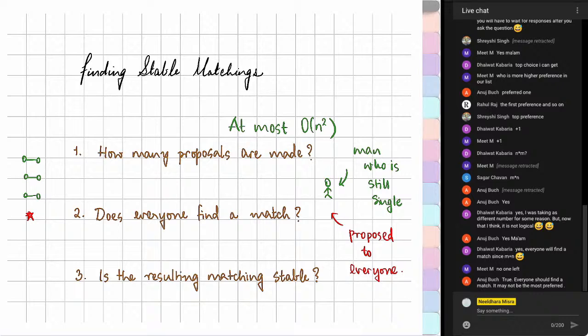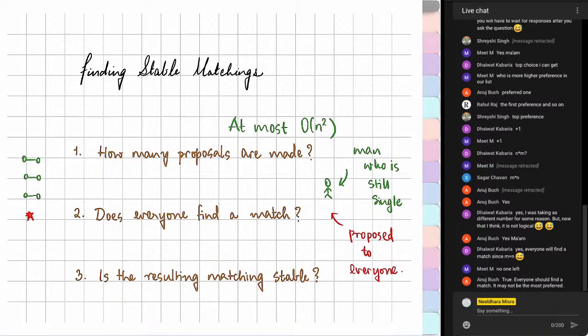Because if not, then you were not single and you were engaged. Then once you are engaged, you remain engaged. Because remember that you hold on to your engagements. The only reason you let go is you found a better offer. Right? So it is never the case that at some point you were engaged and then you became single.